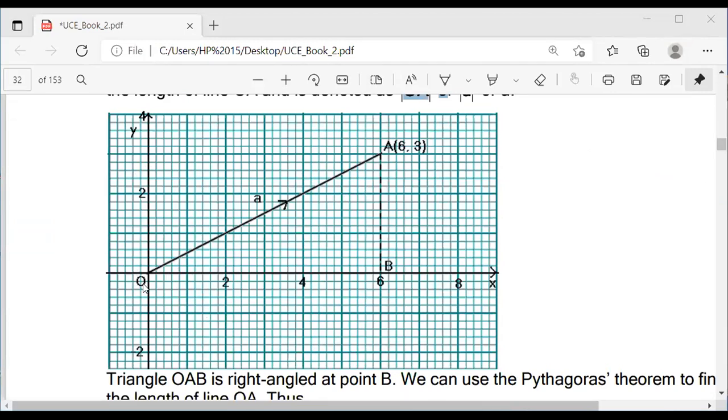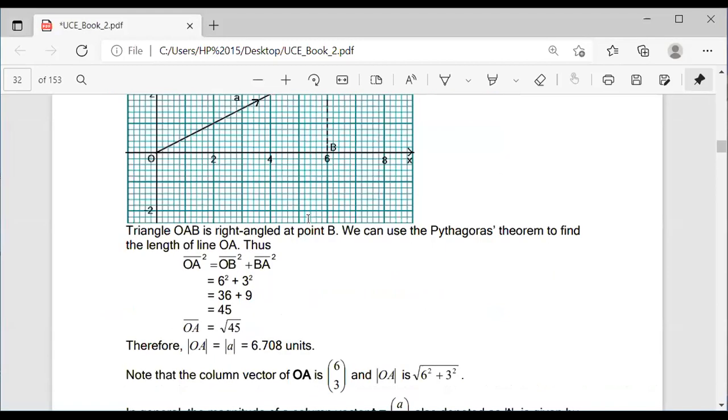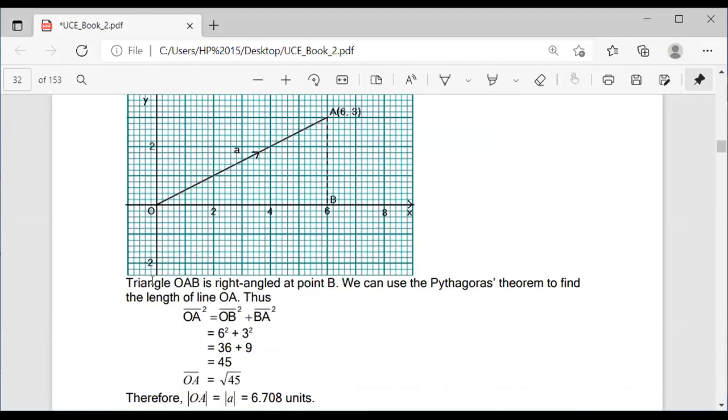So it will be magnitude of OB, and magnitude of BA. So this is what they are trying to do. Let me zoom out a bit. They are saying that a triangle OAB is a right angled triangle at point B. So at point B, that's where we have 90 degrees. So we can use Pythagoras theorem to find the length of line OA.